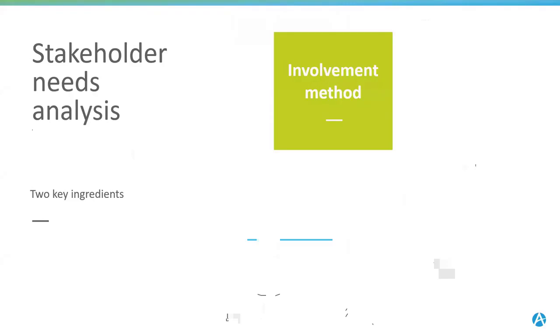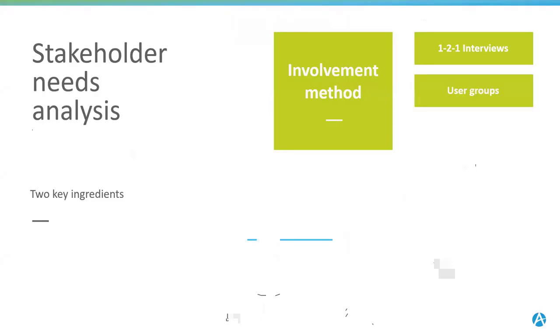Once you've done that, there are two key ingredients to a good stakeholder needs analysis. And the first one is the involvement method, how you will go about involving these people. Will you do one-to-one interviews, user groups, surveys? If you have hundreds, thousands of employees, maybe surveys is the way forward. We have clients who have permanent user groups who meet on a regular basis. They've had AgilePoint for a few years. They've started with one process. They've added more. They constantly add and improve their existing processes. So they have a group of people that they can tap on a regular basis.